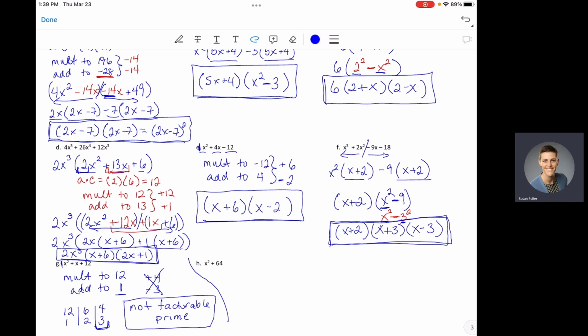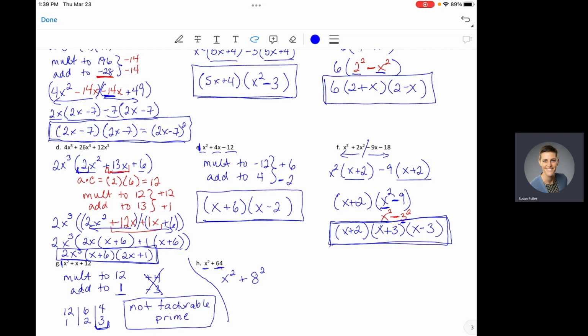All right, last one. x squared plus 64. Do I have a greatest common factor? Nope. How many terms do I have? 2. And my guess is that you've noticed, just because of our practicing here, that this is x squared plus 8 squared. You've probably already started to say, hey, 64 is a perfect square. I'm going to write that as x squared plus 8 squared. And you're going to be tempted to factor this as a difference of squares.